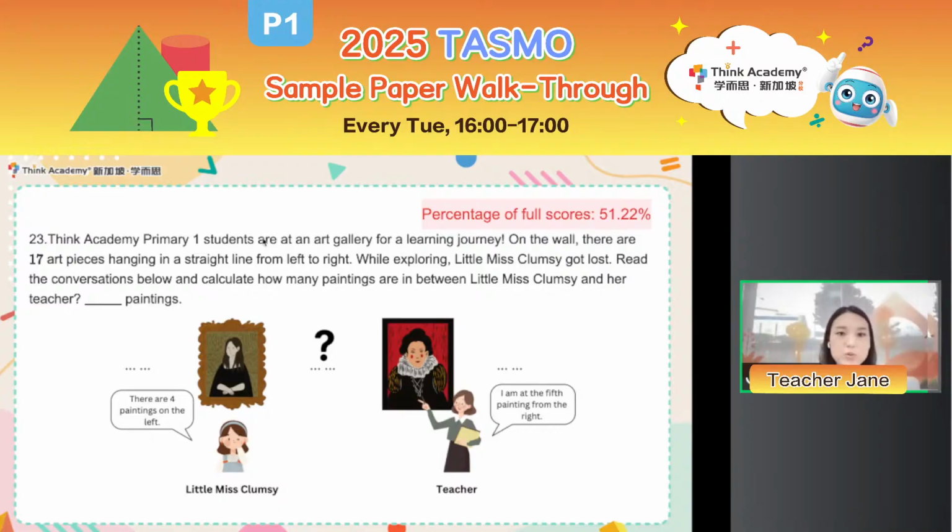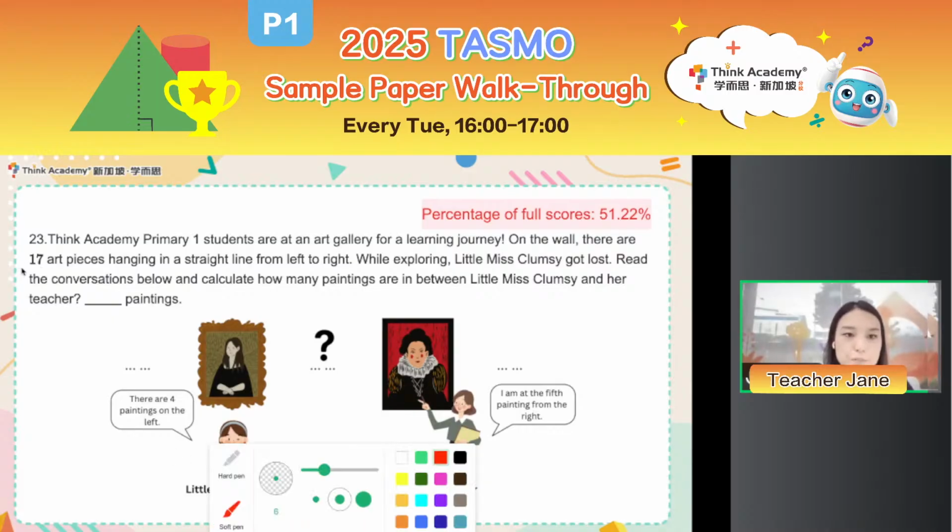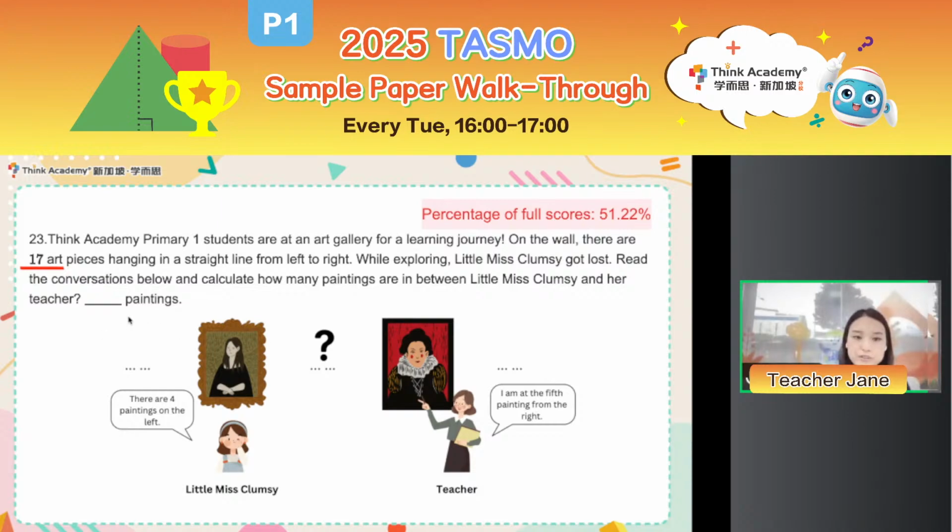Let's see. Think Academy Primary 1 students are at an art gallery for a learning journey. On the wall, there are 17 art pieces hanging in a straight line from the left to the right. So that means in total, we get 17, right? You can label a big bracket. Yeah, this is 17. And then while exploring, Little Miss Clumsy got lost. Read the conversation below and calculate how many paintings are there between Little Miss Clumsy and her teacher.